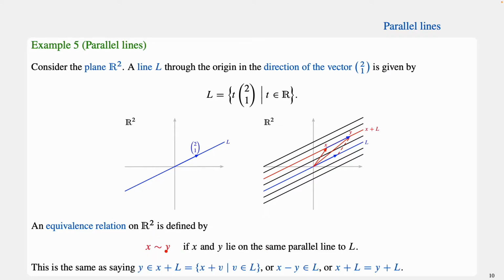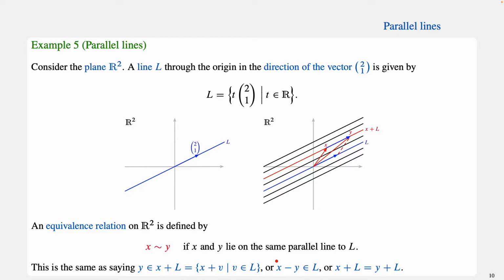And this equivalence relation is the same as saying that Y lies on the line X plus L. So X plus L is by definition this set here. We take the vector X and add to it some vector V from the line L. For example, this blue vector here. We add it to X, then it points precisely to our vector Y, for example. And if we run this through all the vectors V that lie on this blue line here, then it traces out the red line. Okay, so we just push the blue line upwards by this vector X.